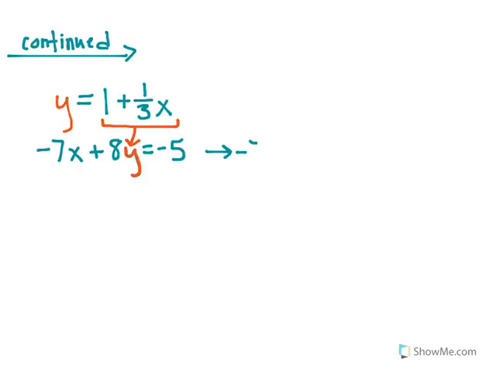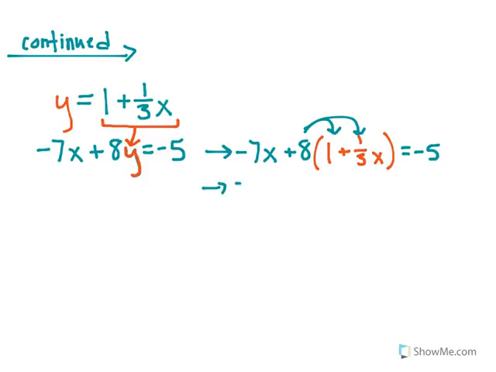I'm going to go ahead and write down my negative 7x plus 8. And then I'm going to open parentheses for the 1 plus 1/3 x. And then I have equals negative 5. So now what we need to do is distribute the 8 here and here. Okay, I'm going to have negative 7x. 8 times 1 is 8. 8 times 1/3 is 8/3. And that's an x. And that equals negative 5.